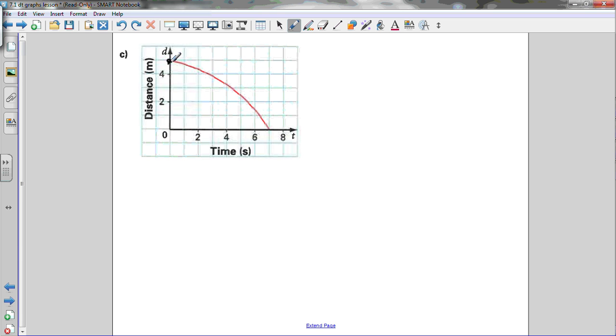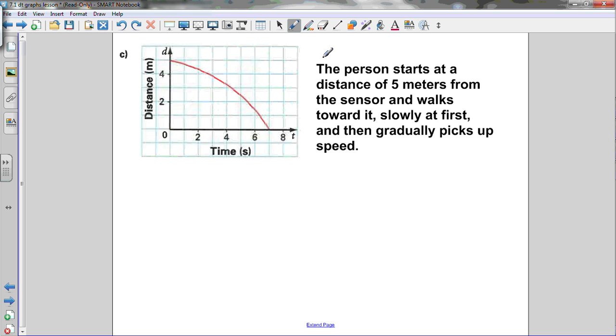And then they start off 5 meters away from the sensor, and at the end, they end up right at the sensor, 0 meters away from the sensor. They end up right here, 0 meters from the sensor. So they're clearly moving towards the sensor. So the person starts at a distance of 5 meters away, and they walk toward it slowly at first, and then gradually pick up speed.